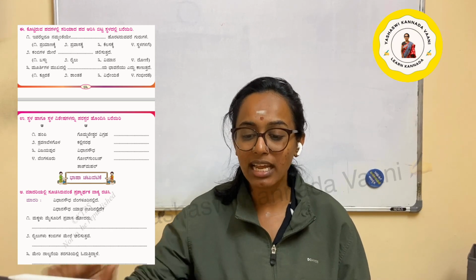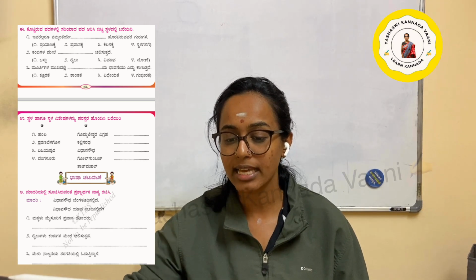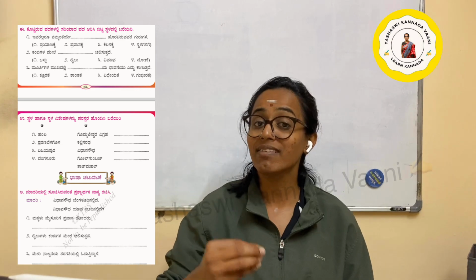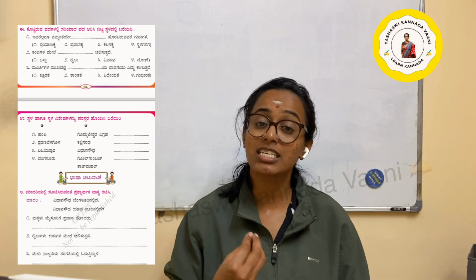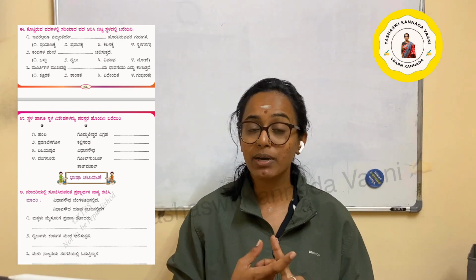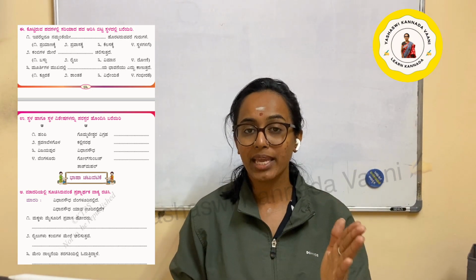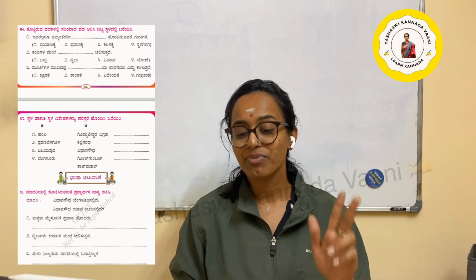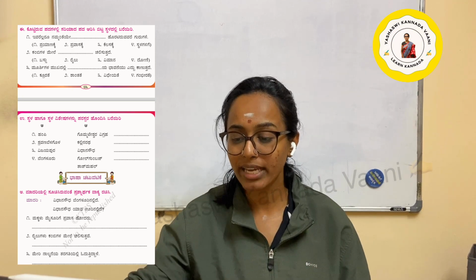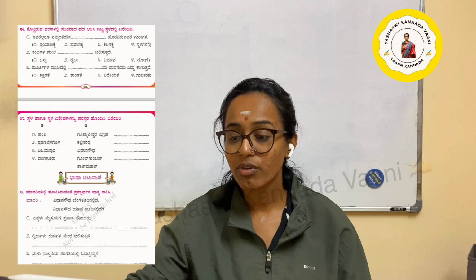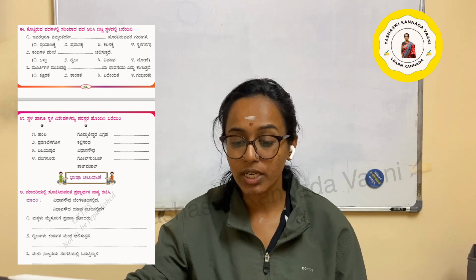ಸ್ಥಳ ಮತ್ತು ಸ್ಥಳ ವಿಶೇಷಗಳನ್ನು ಪರಸ್ಪರ ಹೊಂದಿಸಿ. There is a ಸ್ಥಳ, is a place. ಸ್ಥಳ ವಿಶೇಷ ಅಂದರೆ the speciality of that place. ಪರಸ್ಪರ ಅಂದರೆ together, ಹೊಂದಿಸಿ ಬರೆ, match the following. ಹಂಪಿ, ಶ್ರವಣಬೆಳಗೊಳ, ವಿಜಯಪುರ, ಬೆಂಗಳೂರು. Okay, so we have to match it.